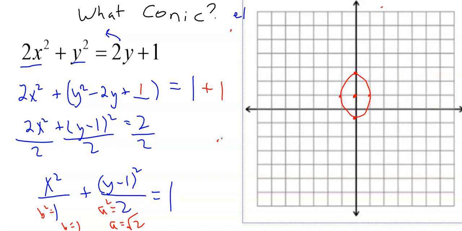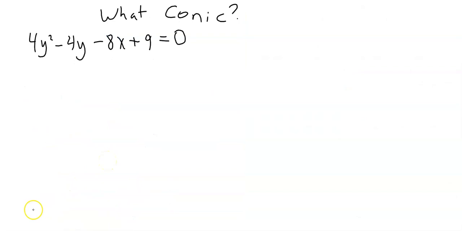And you've got, what type of conic is this? This looks like an f of y parabola. You can see that the x term is not being squared. So that's a giveaway. That's a parabola.